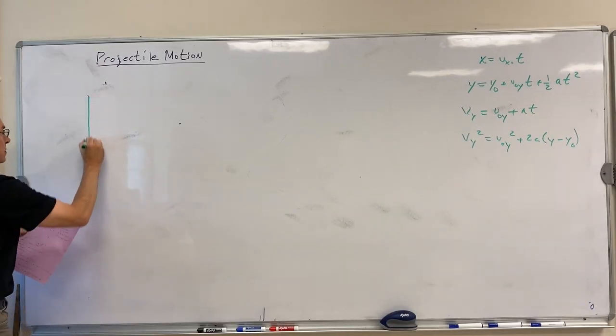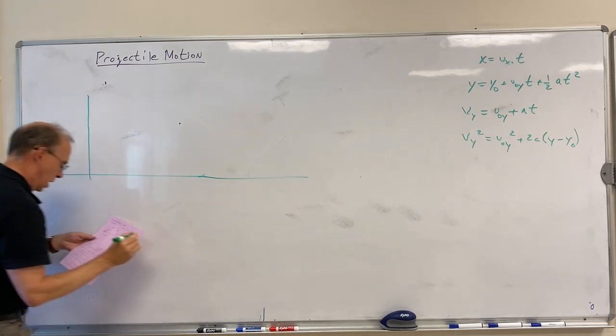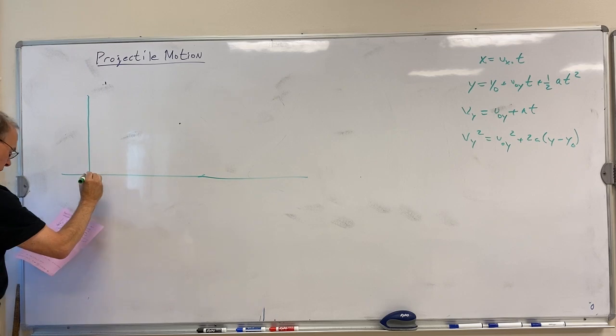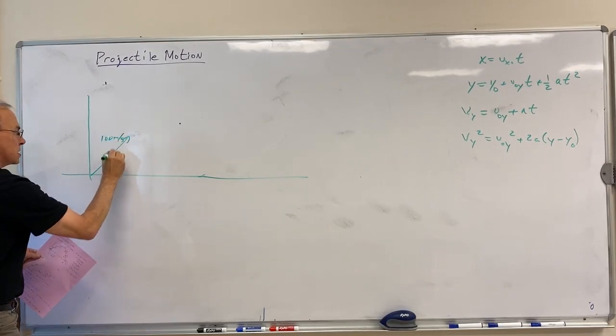So here's my example. Suppose I have a projectile that I fire at 100 meters per second at a 60-degree angle.